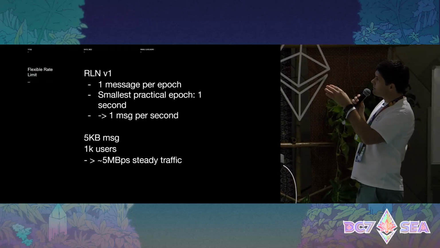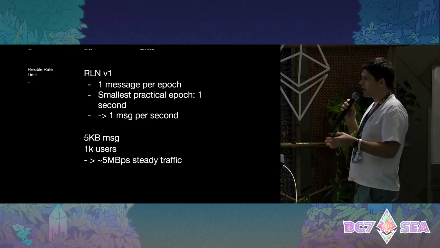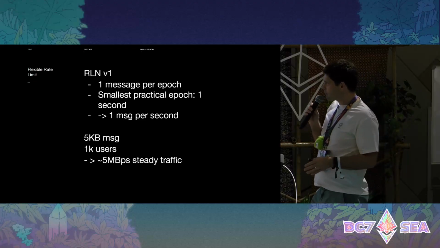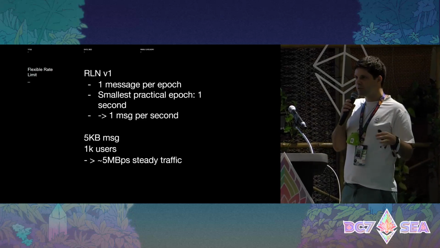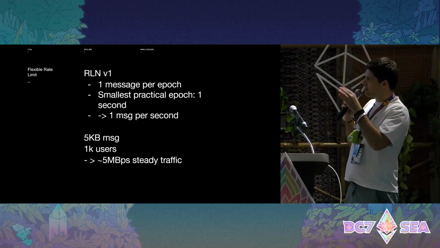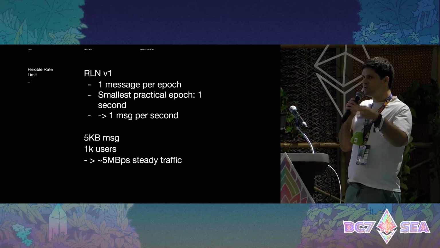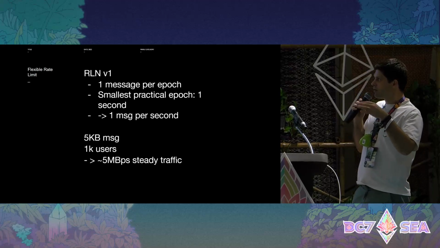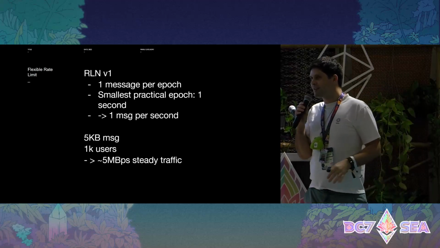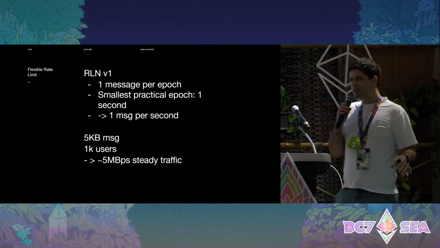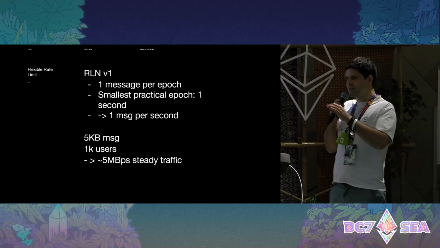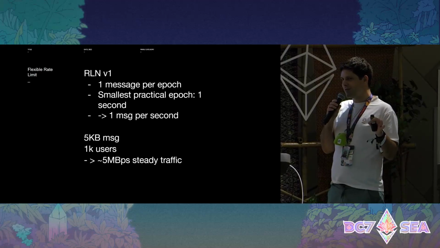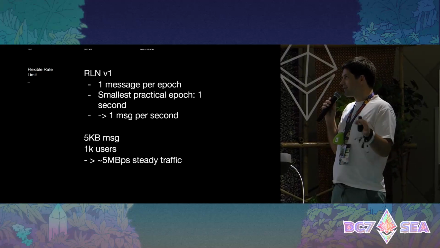With 1 message per second, and let's say we have a 5 kilobyte message size on average, and let's say we have 1,000 users. We think we can go up to 10,000 users on a given shard, but let's say if 10% of the users just continue to message non-stop, you end up with 5 gigabits per second of steady traffic. Non-stop steady traffic. And you can imagine when you go back to a mobile phone, or just having this non-stop traffic on your broadband, is a problem.